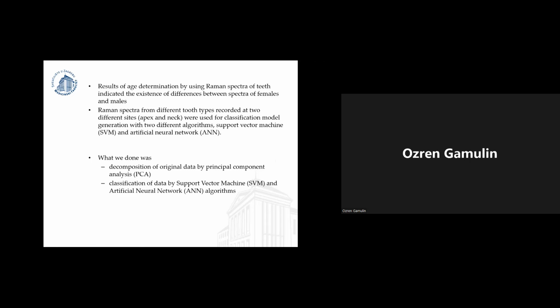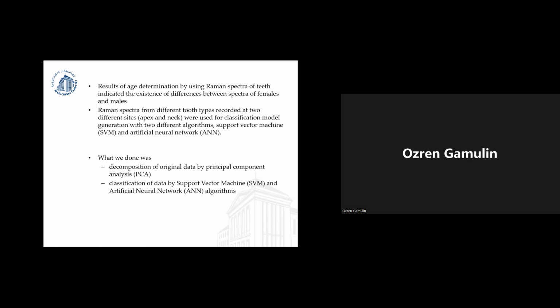where we try to find if it's possible to do gender differentiation by the Raman spectra. Raman spectra from different tooth types, molars and premolars, are recorded at different tooth sites, apex and neck, and were used for classification models, and we used two classification algorithms, support vector machine and artificial neural networks.